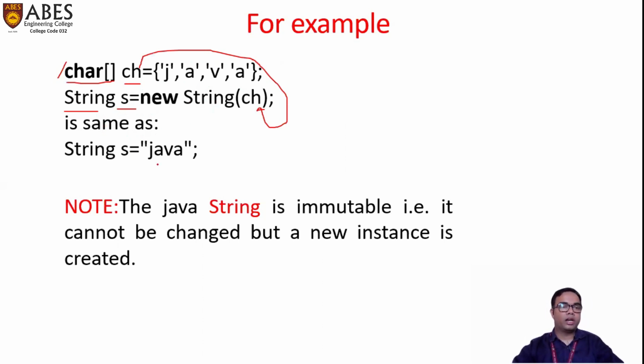You can also use it directly, like you can write String s and directly initialize it as Java. So we have two ways: you can directly initialize, or you can create a character array and then convert it into a string. One more thing is that in Java, the string is immutable. That is, it cannot be changed, but a new instance is created. I will explain this with an example. I will create a program and show how a string is immutable.